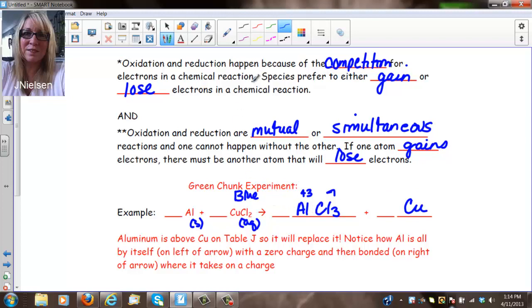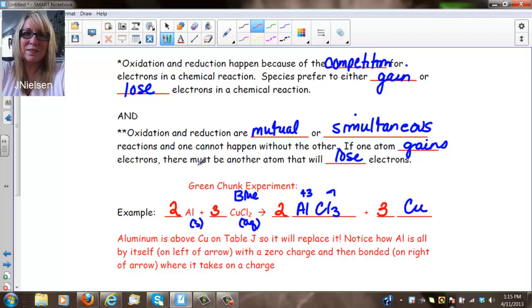Now we have to balance this. I have 2 Cl's here and 3 here, so that's an uneven number, so I need the least common denominator. So let's put a 2 here, so 2 times 3 is 6, and a 3 here, so 3 times 2 is 6, which means that I need 2 aluminums here, and I need 3 coppers there.